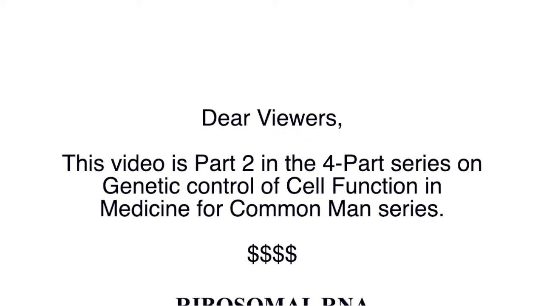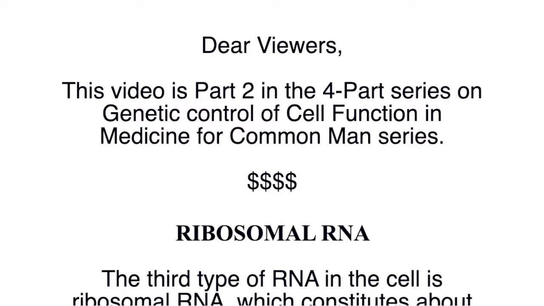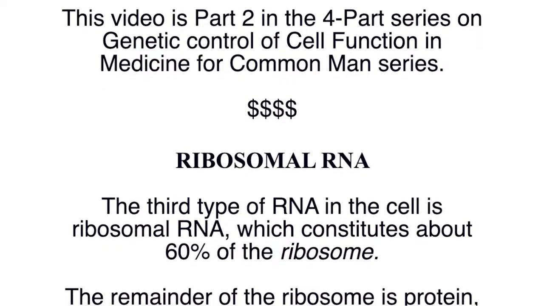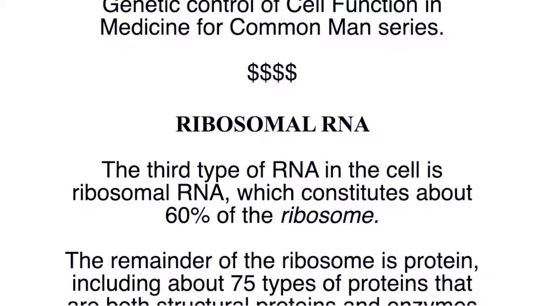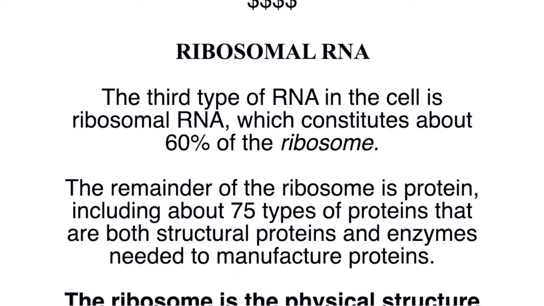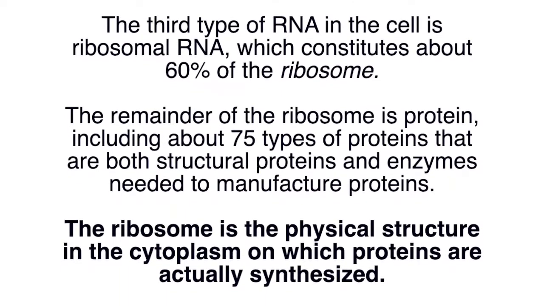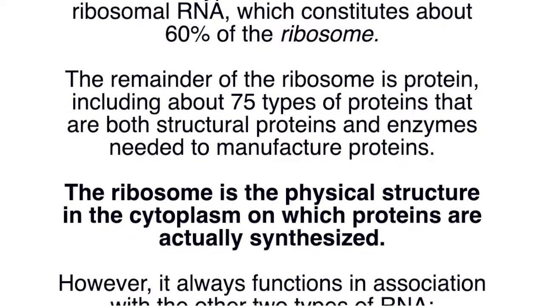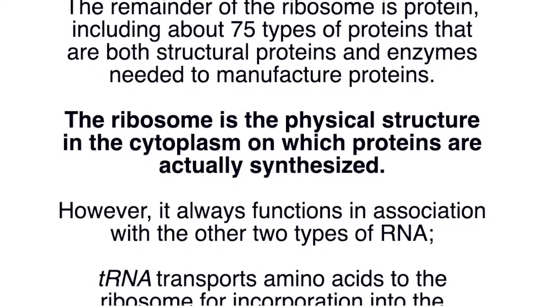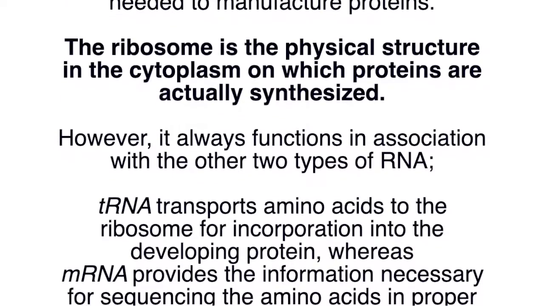Ribosomal RNA. The third type of RNA in the cell is ribosomal RNA, which constitutes about 60% of the ribosome. The remainder of the ribosome is protein, including about 75 types of proteins that are both structural proteins and enzymes needed to manufacture proteins. The ribosome is the physical structure in the cytoplasm on which proteins are actually synthesized. However, it always functions in association with the other two types of RNA.